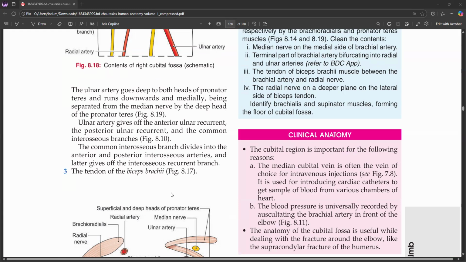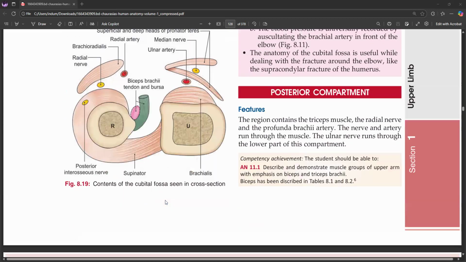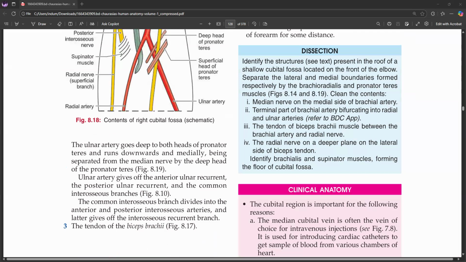The ulnar artery gives off the anterior ulnar recurrent, the posterior ulnar recurrent, and the common interosseous branches, figure 8.10. The common interosseous branch divides into the anterior and posterior interosseous arteries, and the latter gives off the interosseous recurrent branch. Number 3. The tendon of the biceps brachii, figure 8.17.